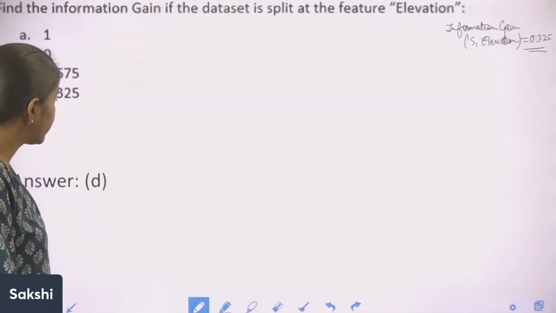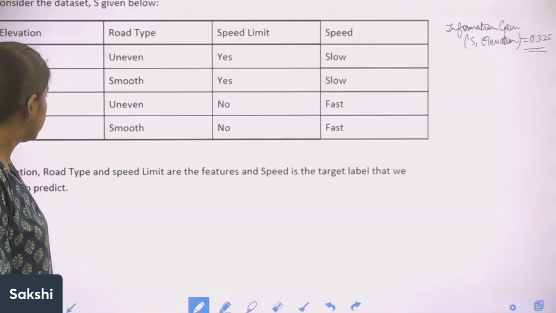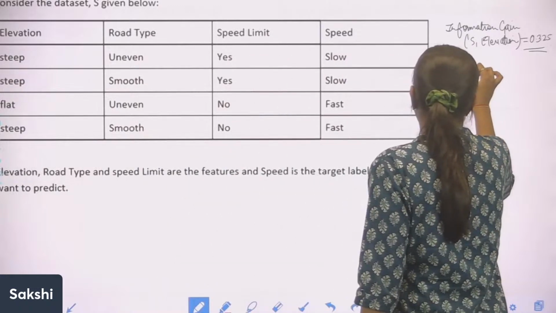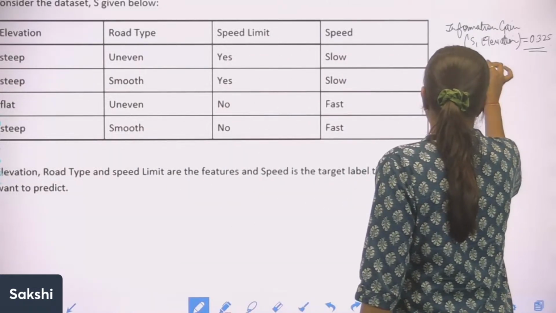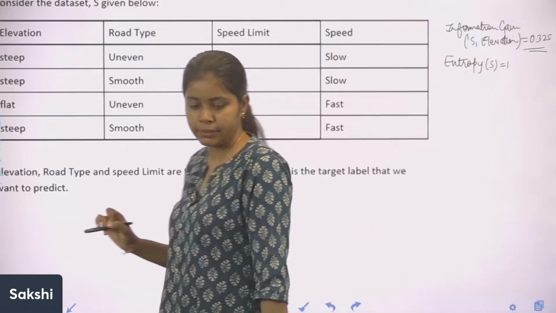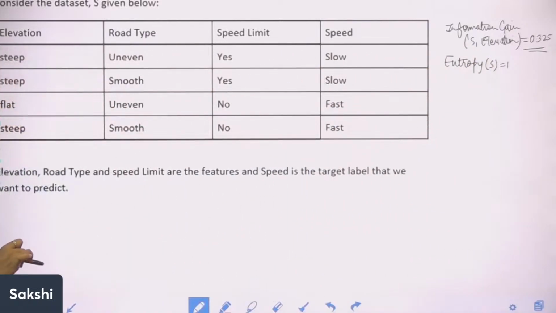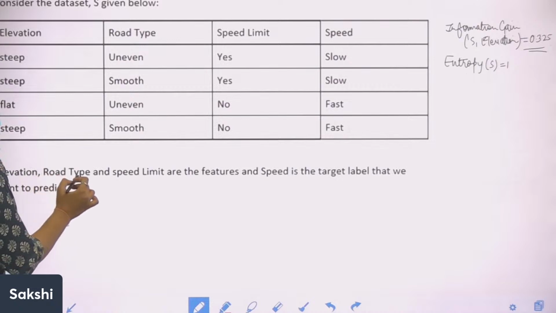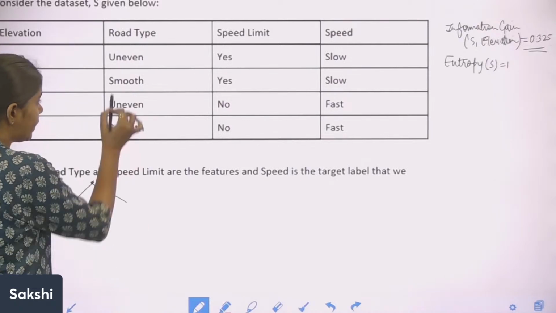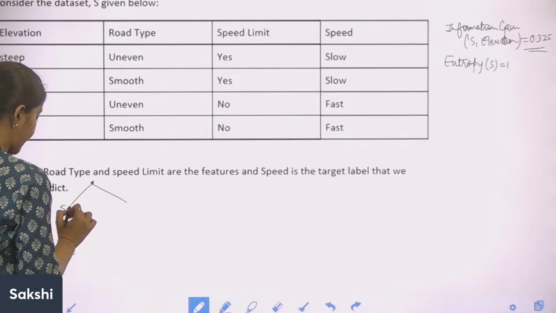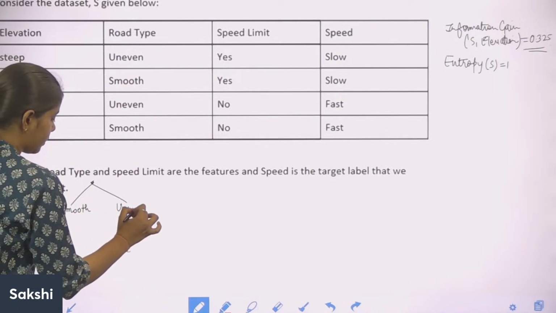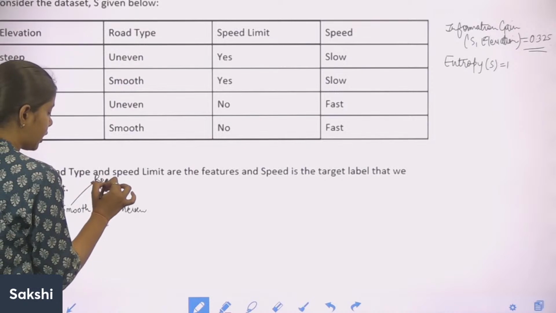Let's go back to the table and let's solve it. I also remember that I got the whole entropy of the table as 1. Now let's solve it. If I talk about road type, I am going to divide it into smooth and uneven. Smooth and uneven. And I am dividing this road type feature.